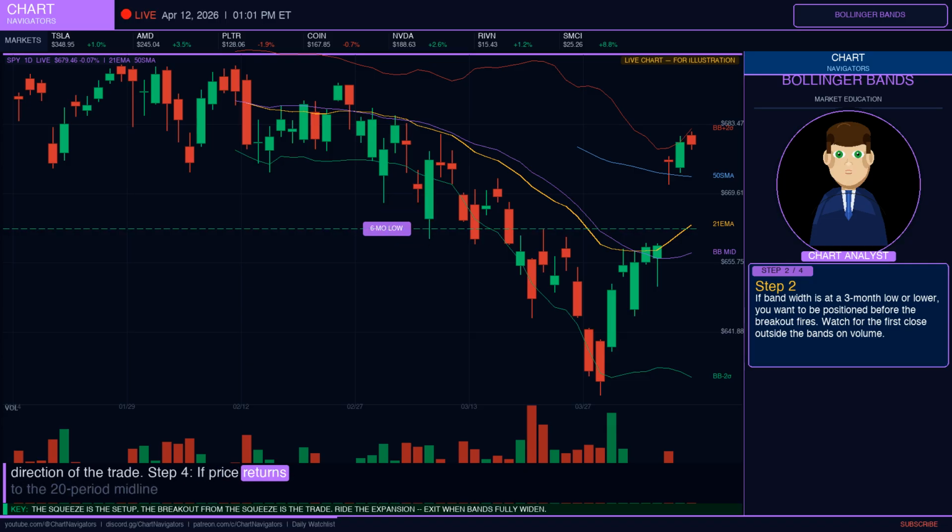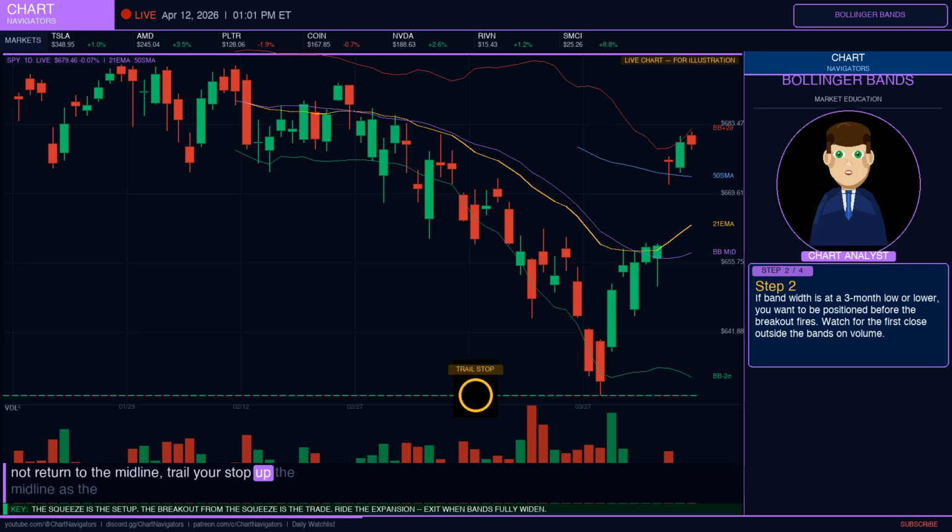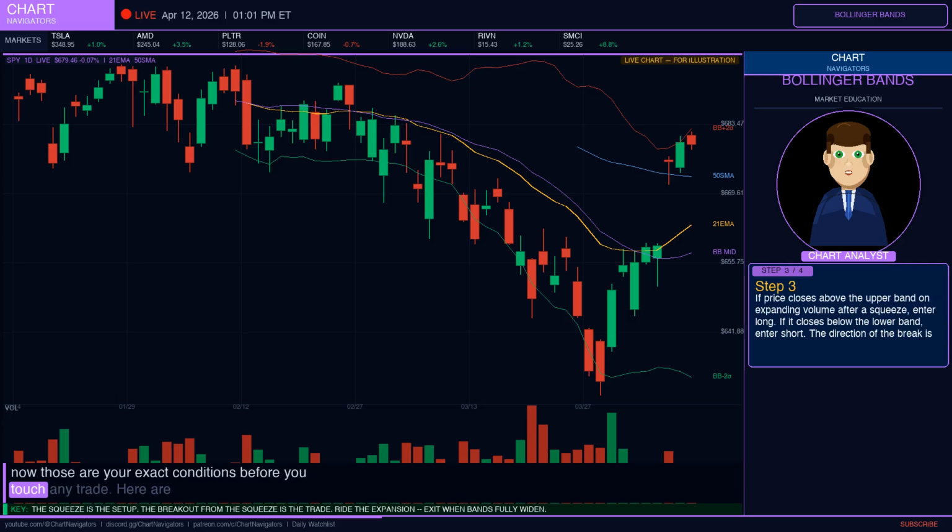Step 4. If price returns to the 20-period midline after the breakout, exit. The squeeze failed. If it does not return to the midline, trail your stop up the midline as the trend develops. Screenshot those rules right now. Those are your exact conditions before you touch any trade.